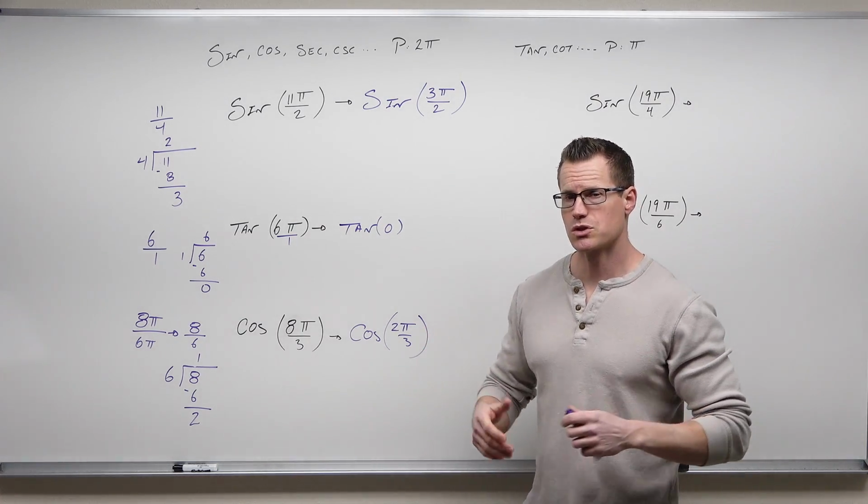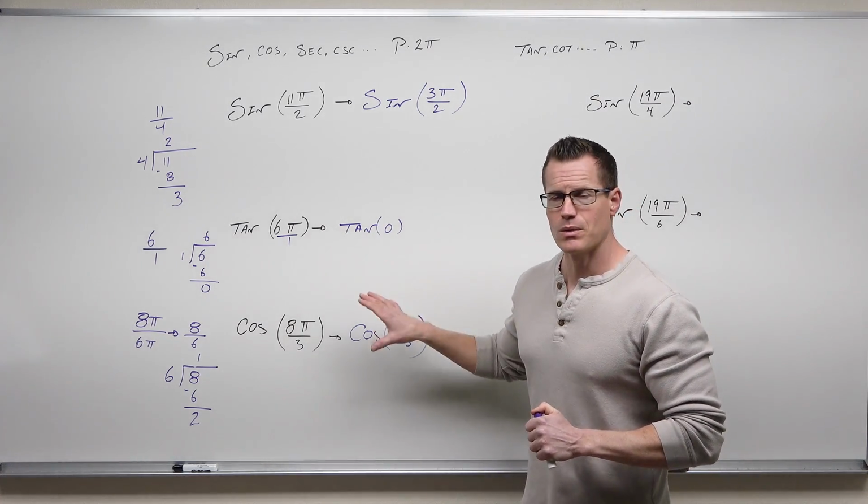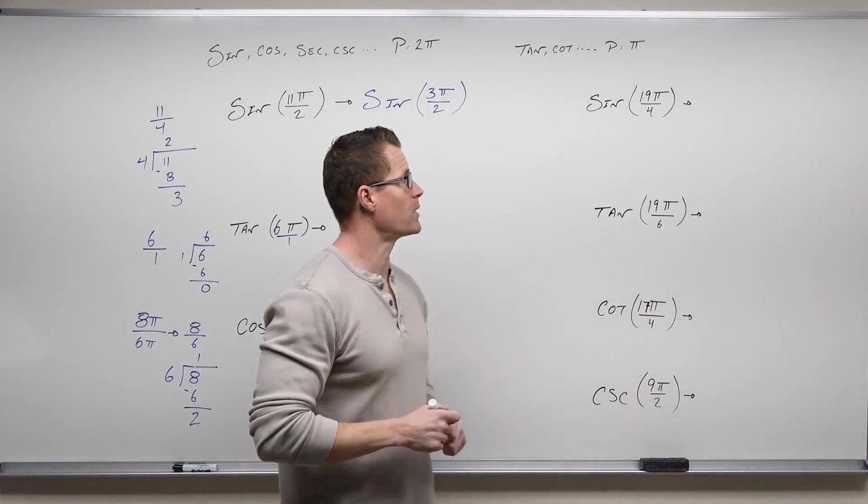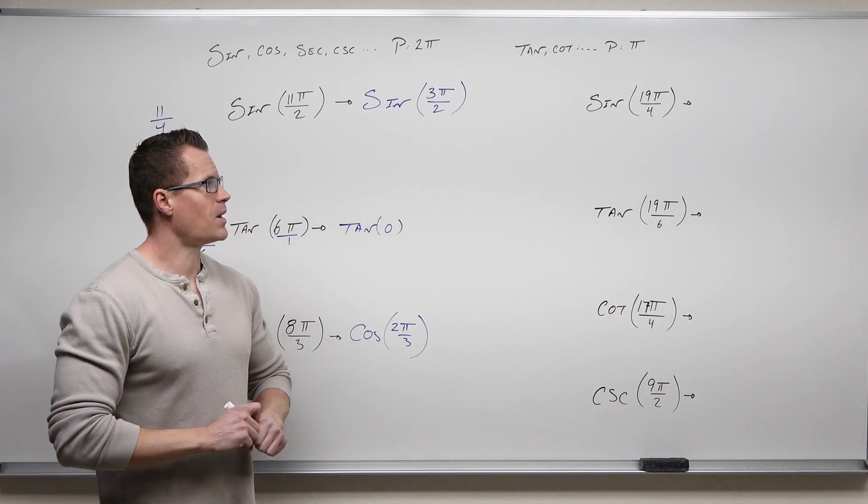Now, do you use your unit circle for that? I'm not really going that far. I'm just showing you how to get something that's on your unit circle. You figure out the rest. How about sine of 19 pi over 4?